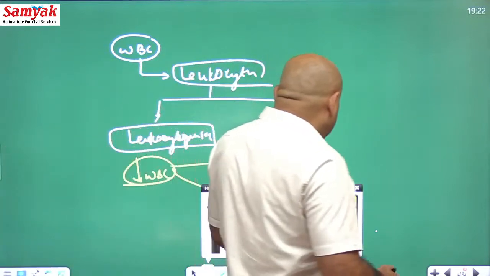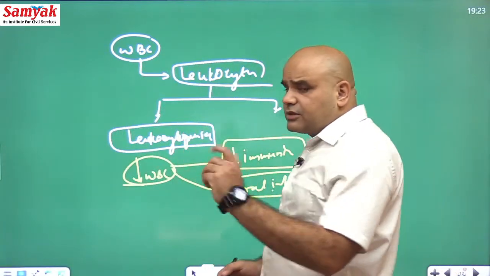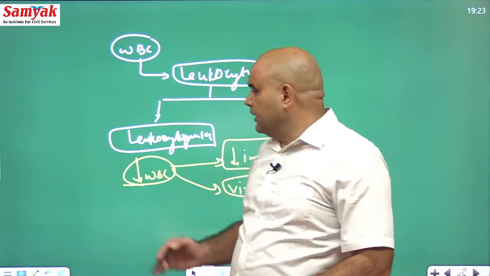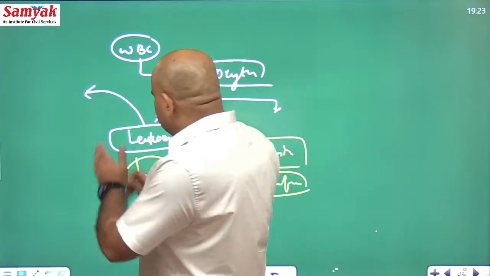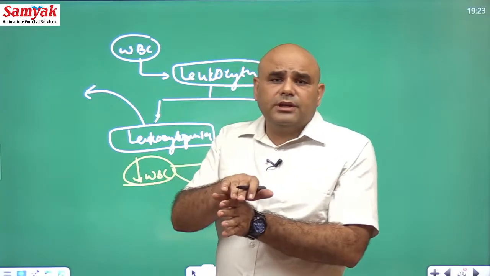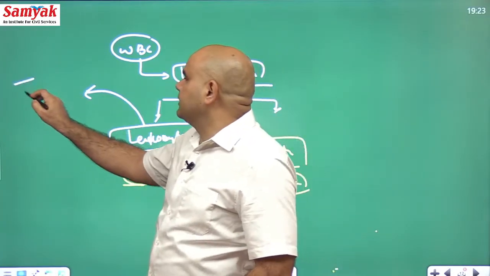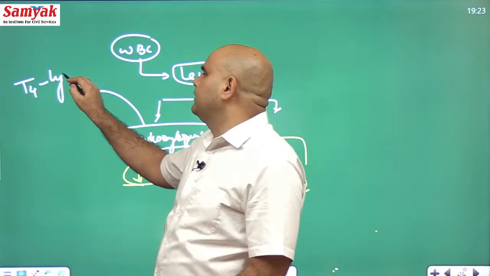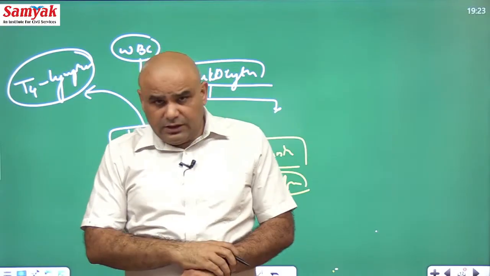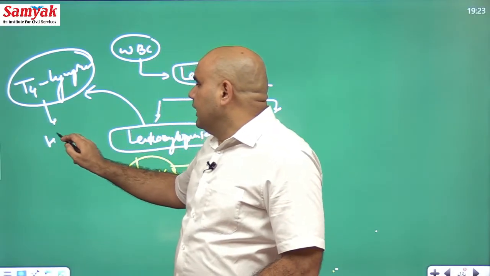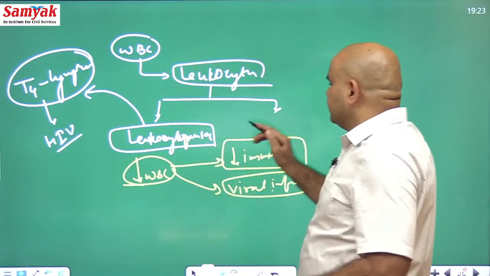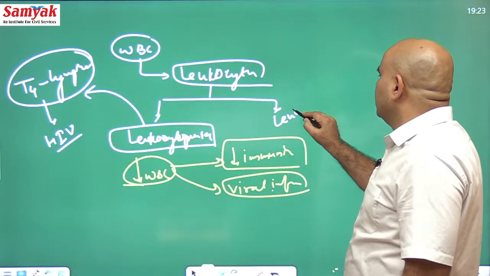But what if the leukocytopenia is extreme? Extreme means there is a significant decrease in number of WBCs. It is very obvious that decreased number of WBC is an indicator of decreased immunity. But if there are a special type of T4 lymphocytes, and if the number of T4 lymphocytes is decreased in significant amount, it is an indicator of entry of HIV, human immunodeficiency virus.